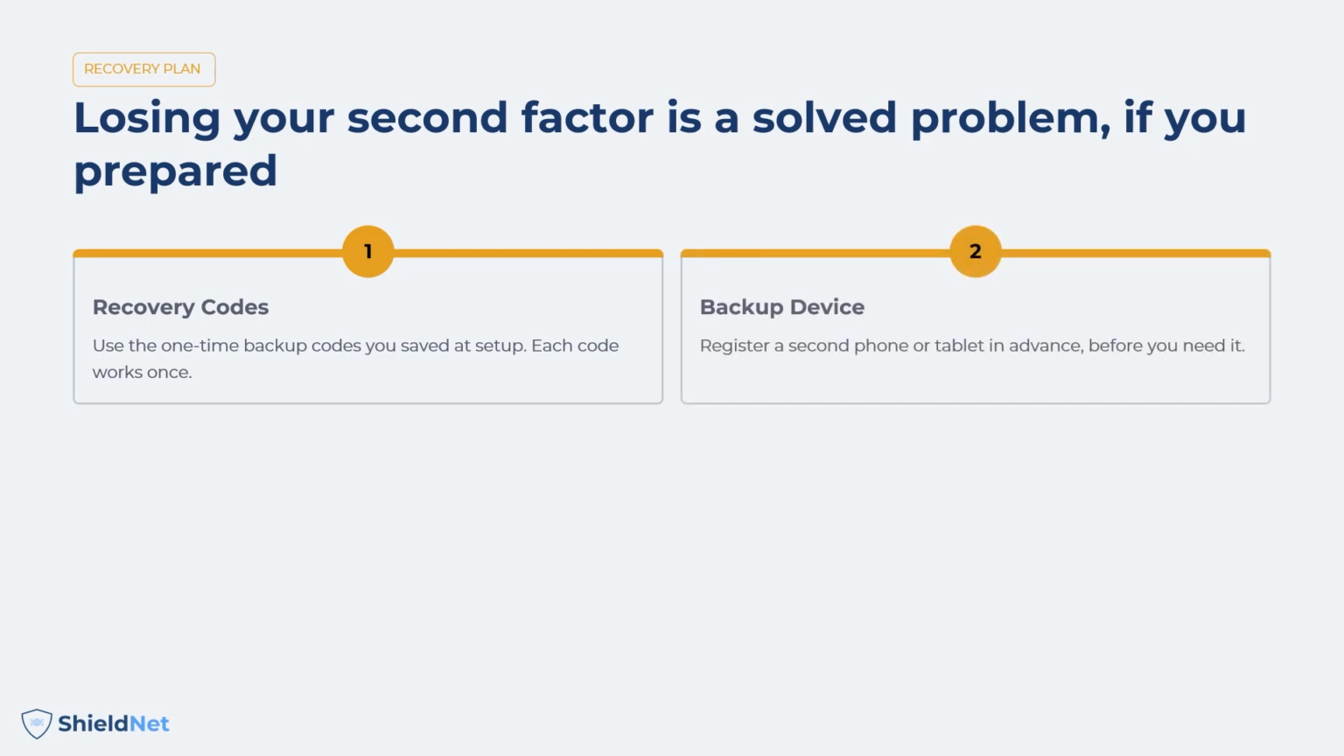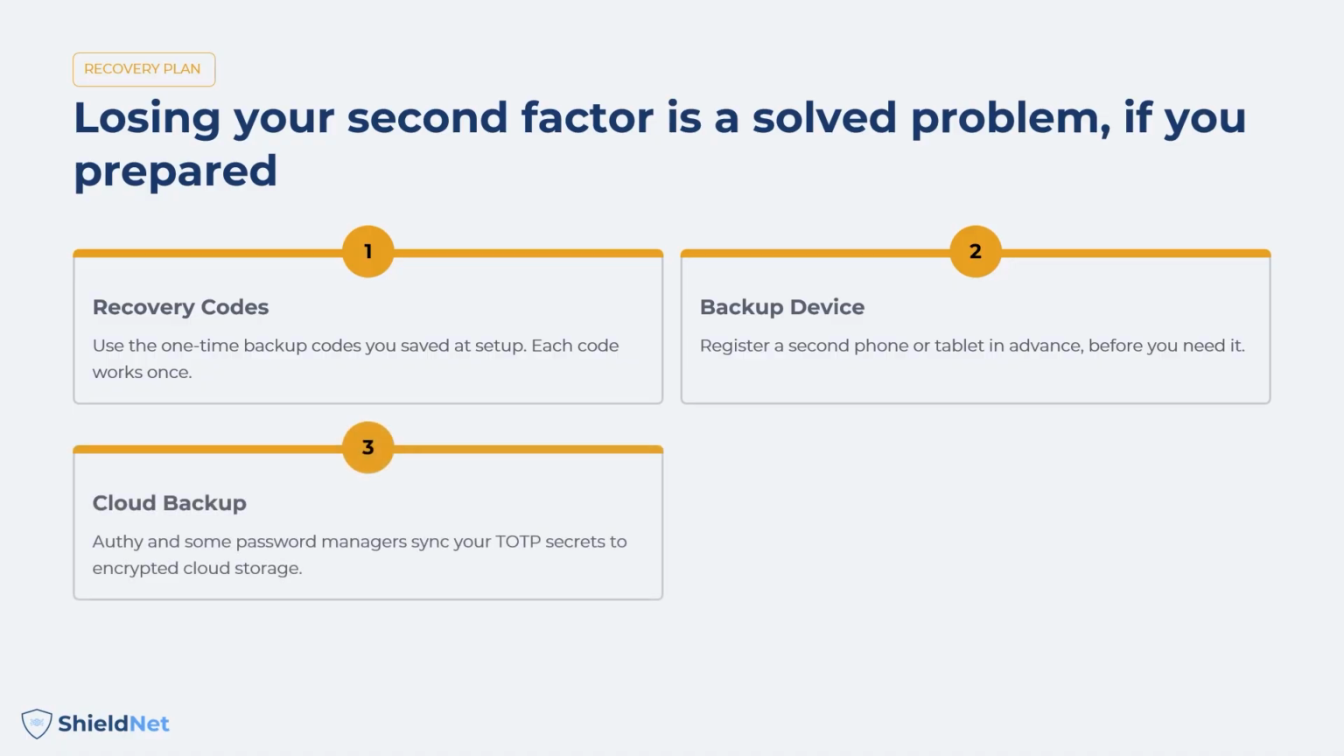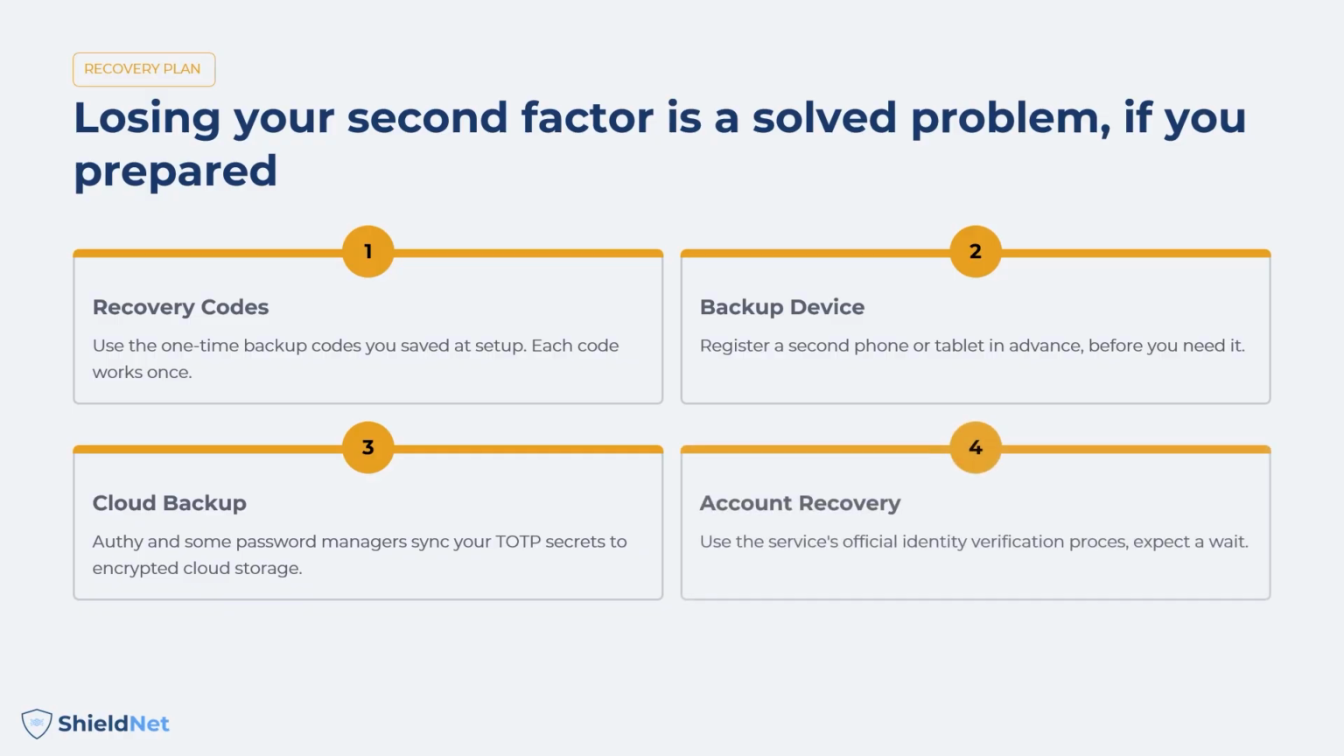If you registered more than one device, setting up your Authenticator app on both your phone and a tablet, for example, use the second device. If you use Authy and enabled encrypted cloud backup, restore your codes on the new device. If none of those apply, most services have an account recovery process that involves verifying your identity through email, a backup phone number, or identity verification. It takes longer, but it works.